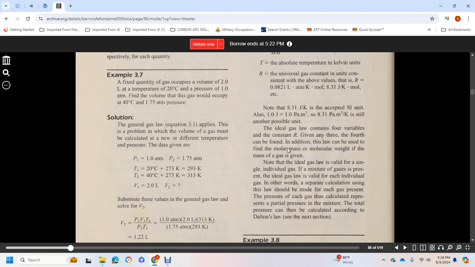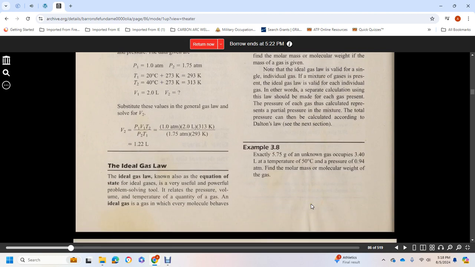The ideal gas law contains four variables. If R is a constant and three of the variables are given, the fourth can be found. Given the mass and the molar mass, the moles can be determined. Note the ideal gas law is valid for a single individual gas. If a mixture of gases is present, the law is valid for each of the individual gases. In other words, separate calculations should be made for each gas present. The pressure of each gas calculated is the partial pressure, and the total pressure of the mixture can be calculated according to Dalton's law, seen in the next section.